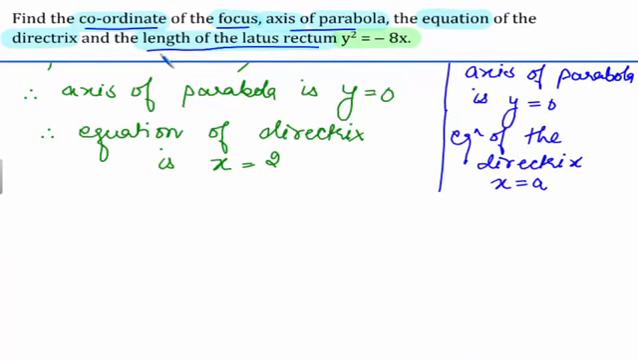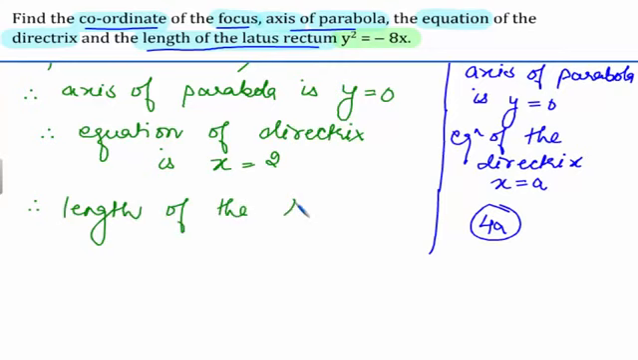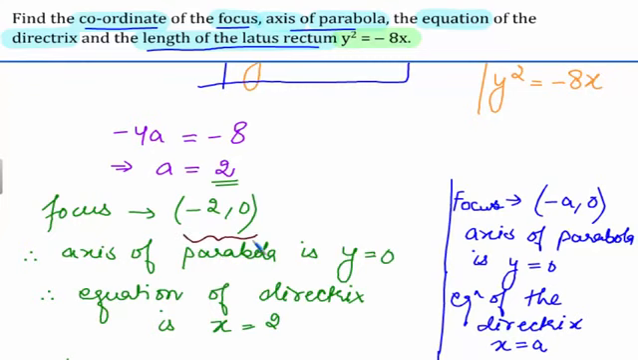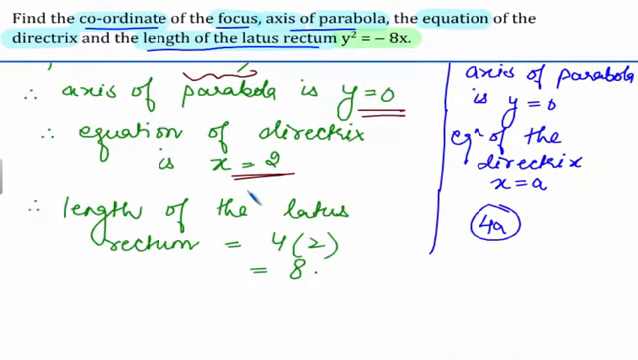And the last thing we have to find is the length of the lattice rectum, which is given by 4a. Therefore, finally, length of the lattice rectum is equal to 4 multiplied by 2, and this is equal to 8. Hence, the focus is minus 2 comma 0. The axis of the parabola is y is equal to 0. Equation of the directrix is x is equal to 2, and the length of the lattice rectum is 8. This completes the solution.